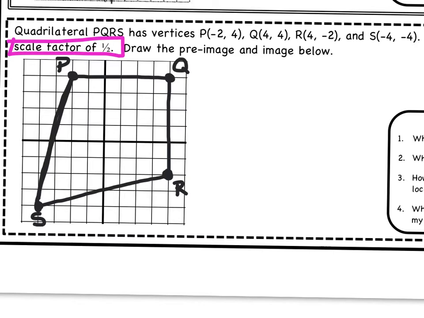So what I'm going to do, and I'm not going to rewrite the original points because they're up here in the problem, is take each one of these coordinates and divide everything by 2, because that's what 1/2 is. Half is dividing by 2.